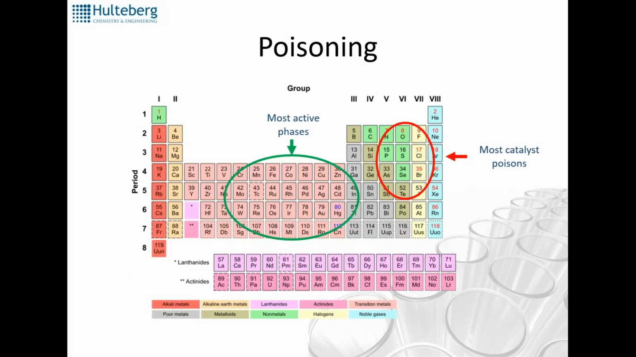So if we break it down, we have most of the active phases here in the middle: nickel, copper, iron, cobalt, ruthenium, rhodium, platinum, palladium. But to the far right, we actually find most of the catalyst poisons, and this is where we have the strongly electronegative species.